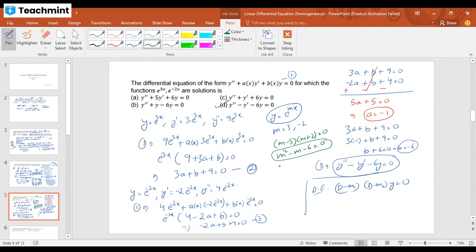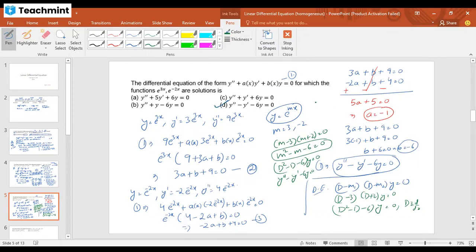And what is the differential equation? D square minus d minus 6 y equal to 0, or y double dash minus y dash minus 6y equal to 0. So the same we can get here, d minus 3 into d plus 2 into y equal to 0. So it means d square minus d minus 6 y equal to 0. Here d represents the differential operator. So in both ways you come out with the correct answer. So you can choose which option is more suitable for you.